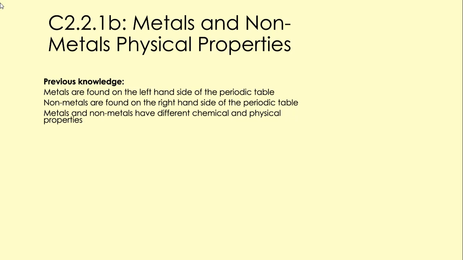And in that previous lesson, our previous knowledge that we need to access this lesson is that metals are found on the left-hand side of the periodic table and non-metals are found on the right-hand side of the periodic table. Now, of course, when we say left and right, it's not like an even divide down the middle. There's more metals than non-metals, so the metals are really on the left-hand side and the middle of the periodic table. And last lesson, we discussed that metals and non-metals have got different chemical and physical properties.